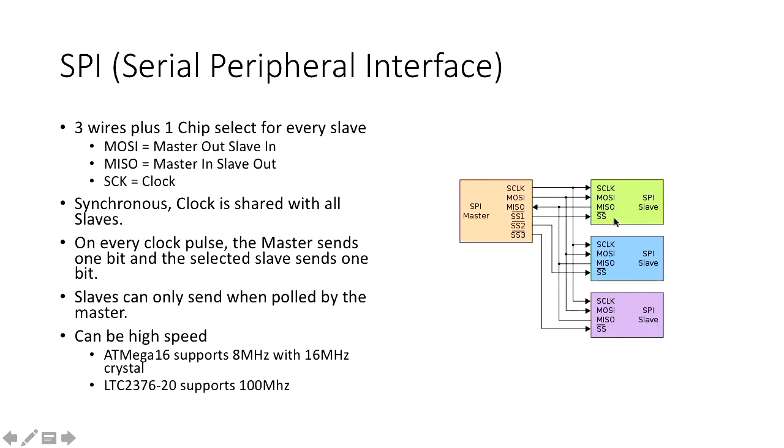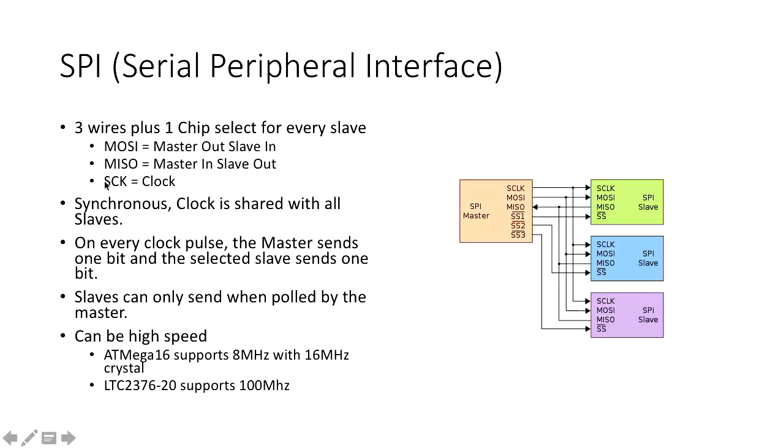Then MOSI, master out slave in. See, this one is going here. MISO, master in slave out. So master out slave in means it is going from the master to the slave, coming out of the master. Then master in slave out means it is going from the slave to the master, maybe from your SD card back to your microcontroller. So the microcontroller is a master when you are using SPI.